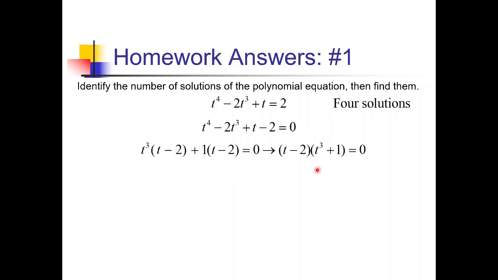So I'm going to go ahead and factor t cubed plus 1 a little further. That's a sum of 2 perfect cubes. So I have this a cubed plus b cubed formula that I'm going to use. A plus b, a squared minus ab plus b squared.